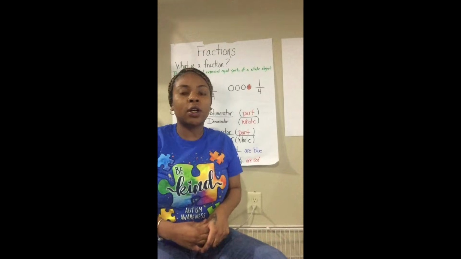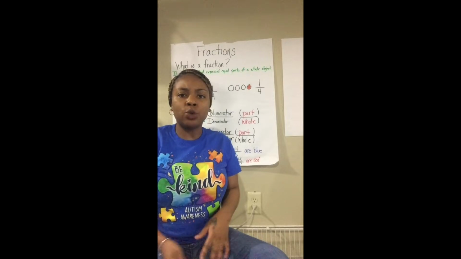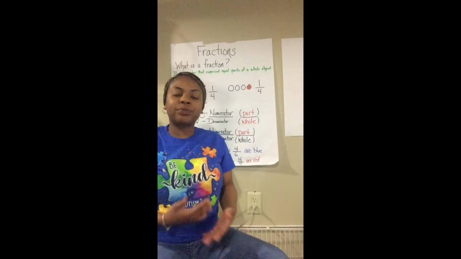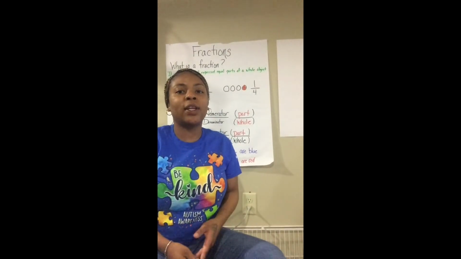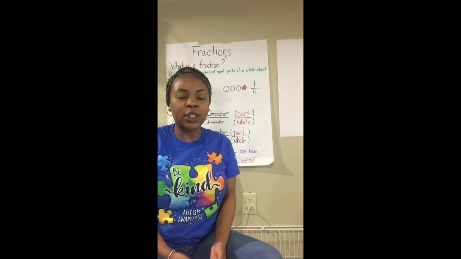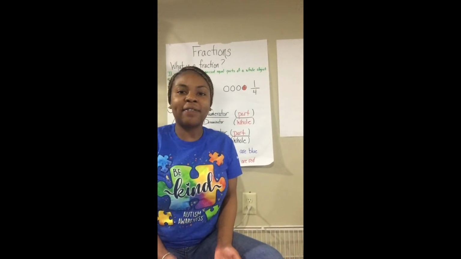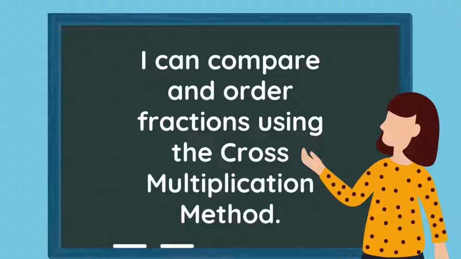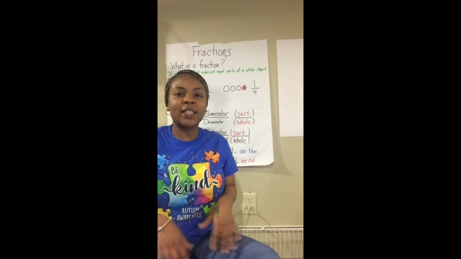Two weeks ago, we started learning how to compare and order fractions. Our first step was comparing and ordering fractions using fraction strips. That was the beginner step. Our second step was comparing and ordering fractions using multiplication or equivalency. This week, we're going to be learning how to compare and order fractions using cross multiplication or the butterfly effect. So, are you guys ready?